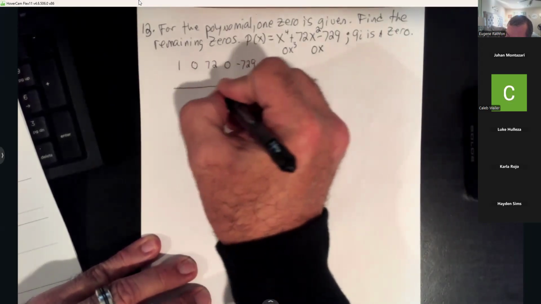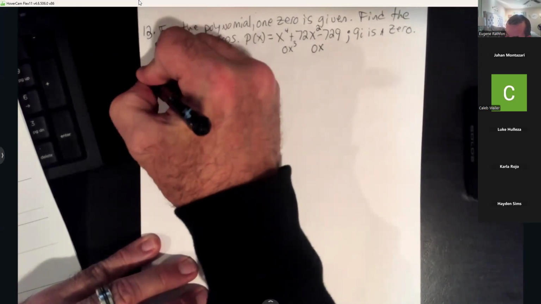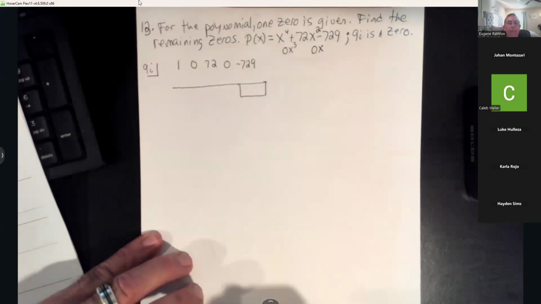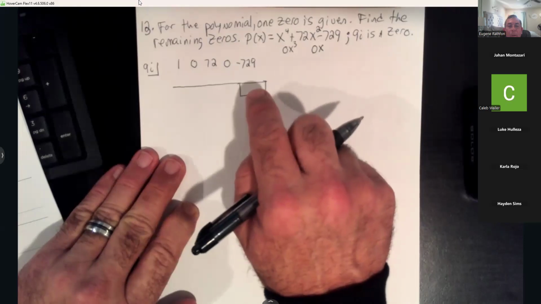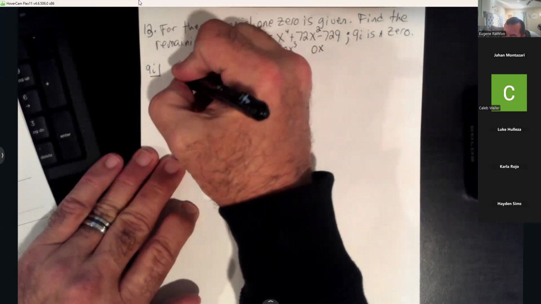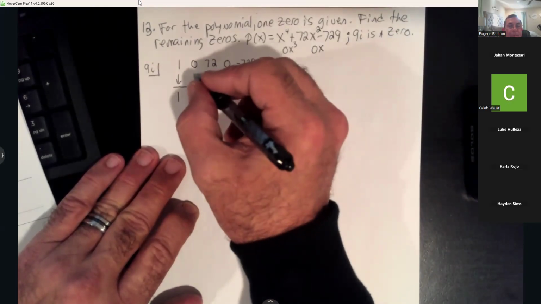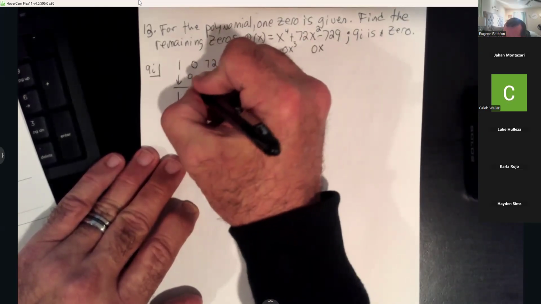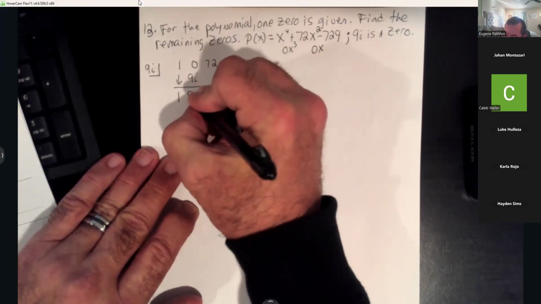All right, so I'm going to set up my synthetic division. And the first zero they gave me was the 9i. All righty. So since they told me 9i was a zero, my remainder better be 0, okay? All right, y'all. So remember, you bring the first number down, multiply by the 9i, put in the second column. So 1 times 9i is 9i. 0 plus 9i is 9i.